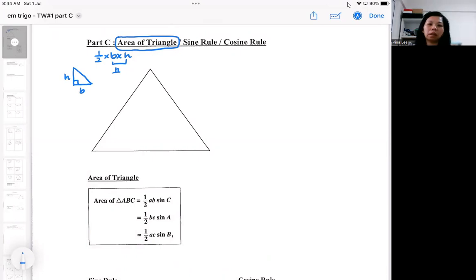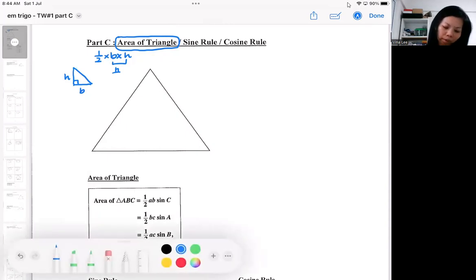So if, let's say, in a situation of no 90-degree angle, will you still be able to find the area? So this is the alternative formula. So let me go into the alternative formula.